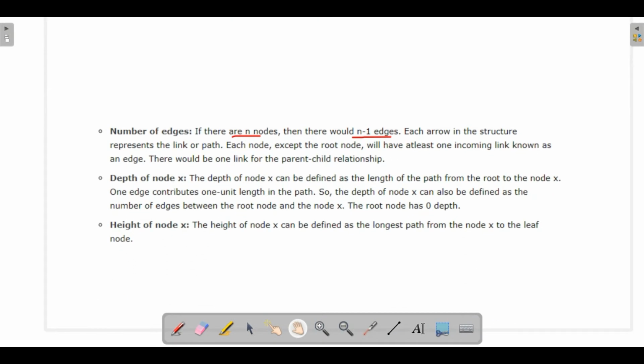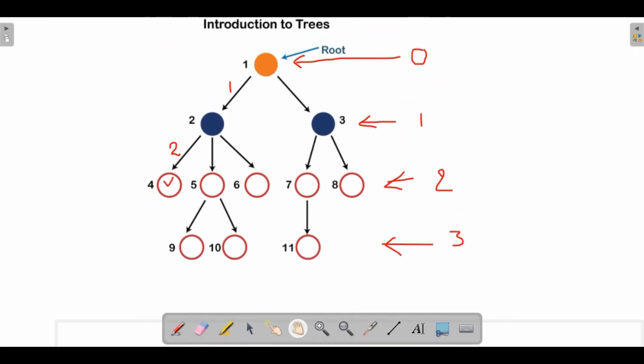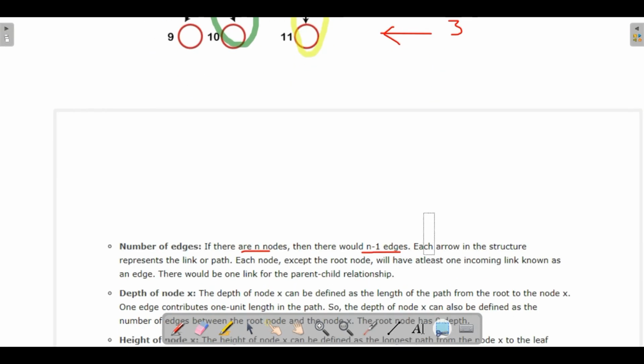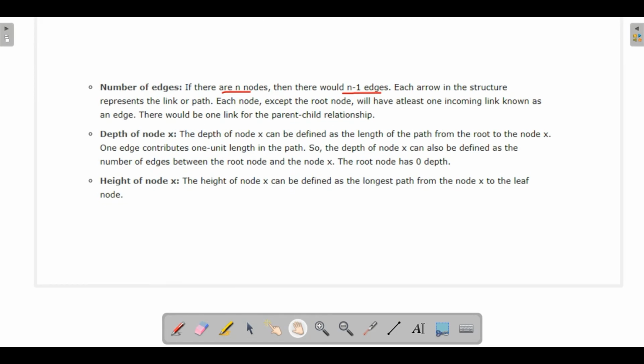Similarly for the height, the main difference between depth and height is that the height is the longest path from the root node to a leaf node. That is, if we traverse from our root node till the leaf node, this would be your depth, or you can say this could be your depth. I am sorry, this could be your height. So this would be your height.